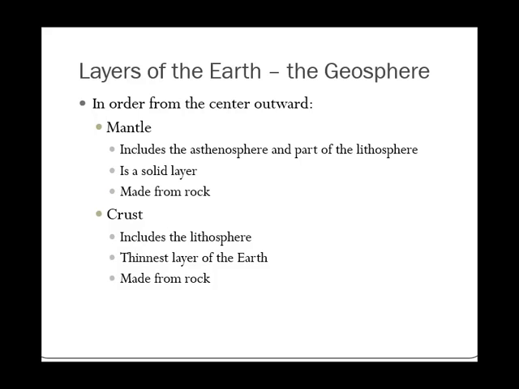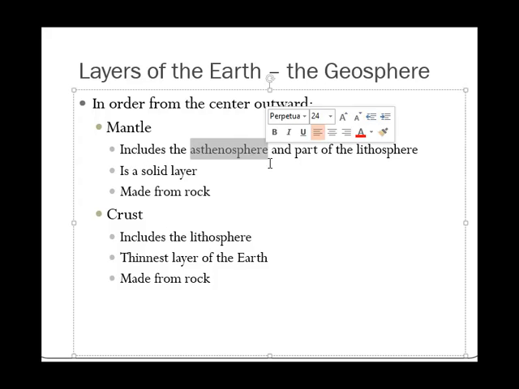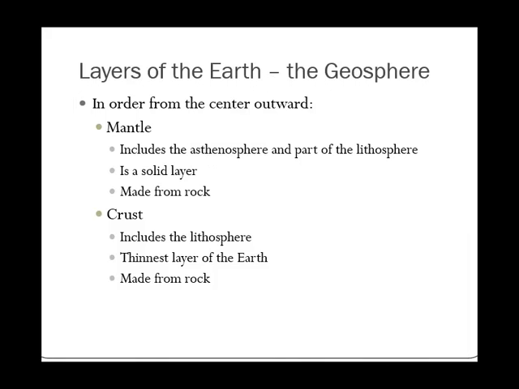Then you have the outer layers, really the rocky layers. Outside of the outer core, you have the mantle. The mantle includes what is called the asthenosphere, which is the outer layer of rock. It's solid and it's made from rock. And then on top of the mantle, you have the crust. The lithosphere just means the rocky part of the Earth, which is really the mantle and the crust, and it's made from rock, and the crust is the thinnest layer of the Earth.